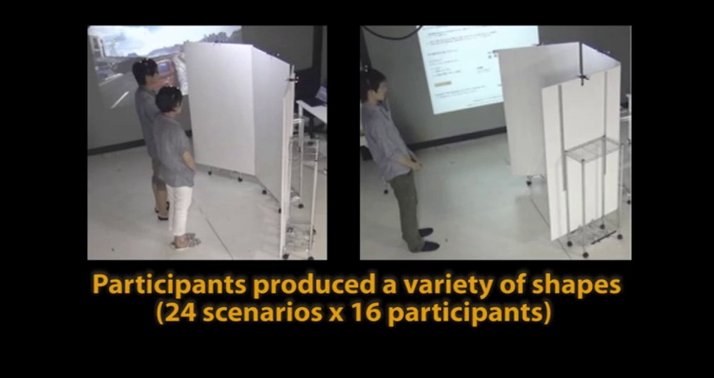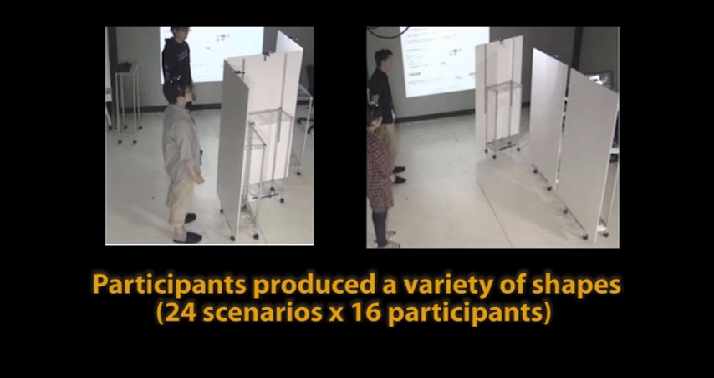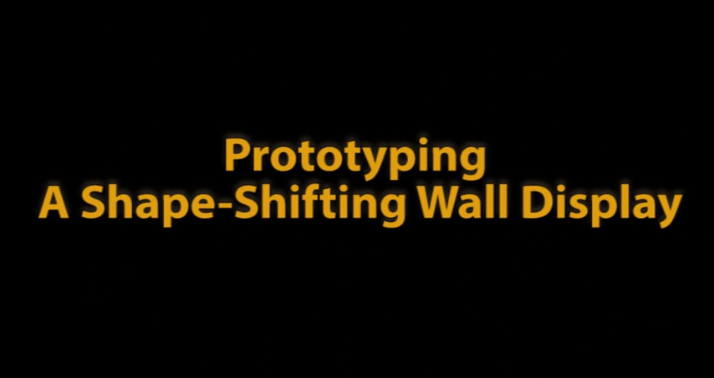16 participants designed a large variety of screen shapes, each designing for 24 different interactive scenarios. The designs demonstrate that our participants had chosen not to use a flat display for most of the given interactive scenarios. The designs also inform us of the shapes we could include in our shape-shifting wall display prototype.